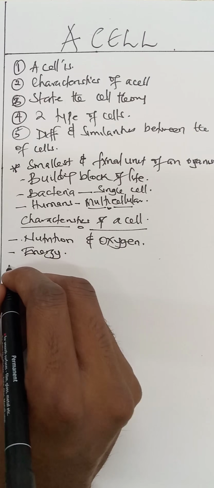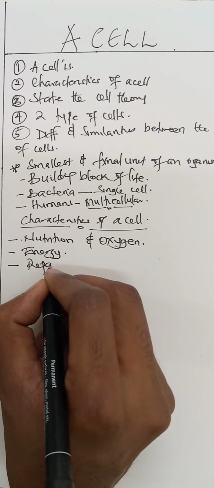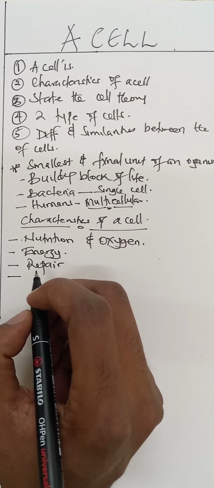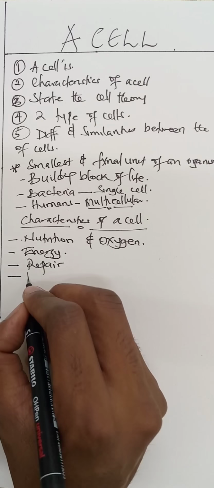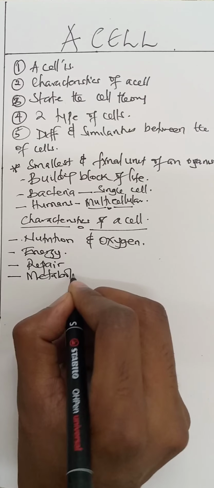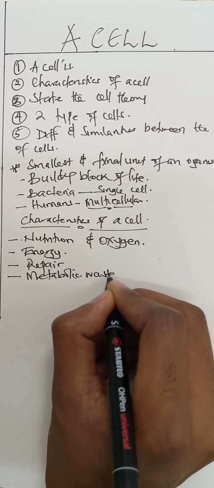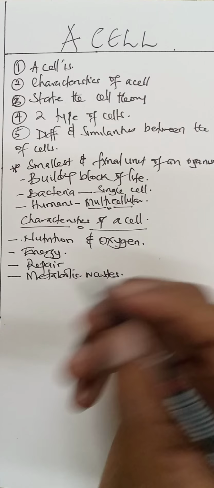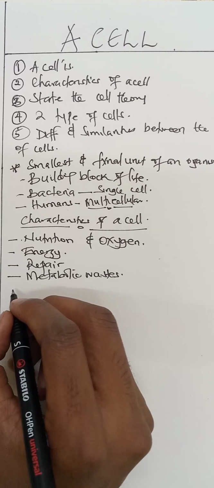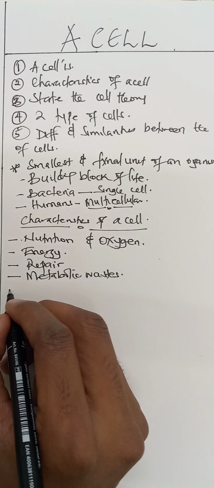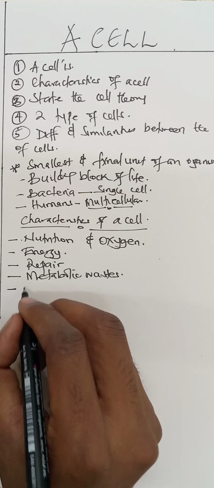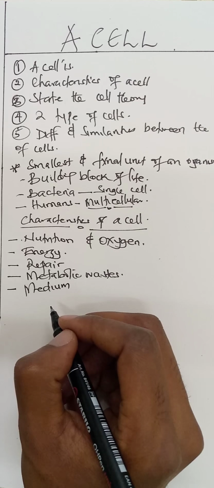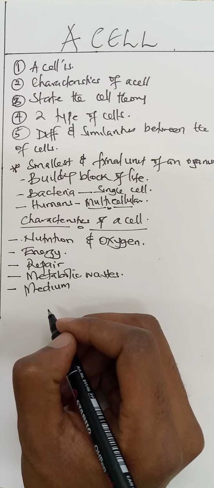Number 3, they undergo what we call repair. And number 4, cells usually eliminate metabolic waste. So this waste must leave the body to avoid toxicities. Number 5, they maintain the medium. And when we talk about the medium, we mean the environment for its survival.